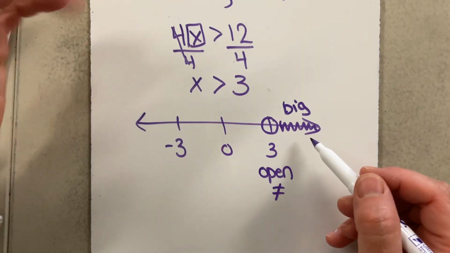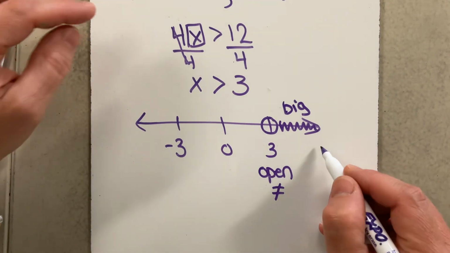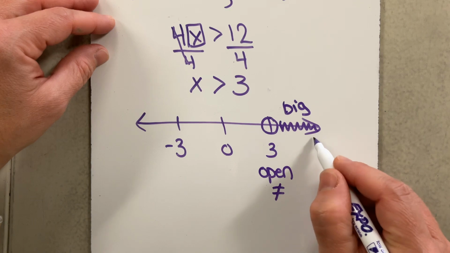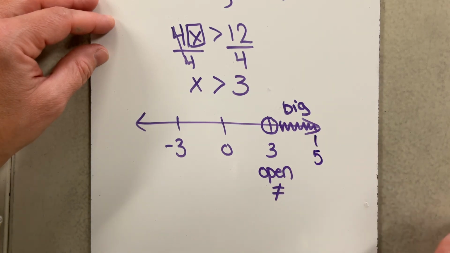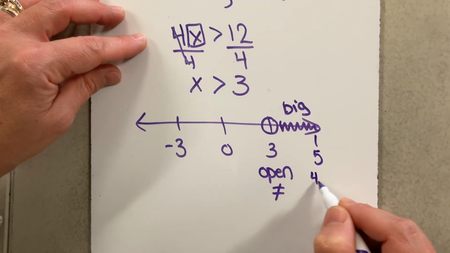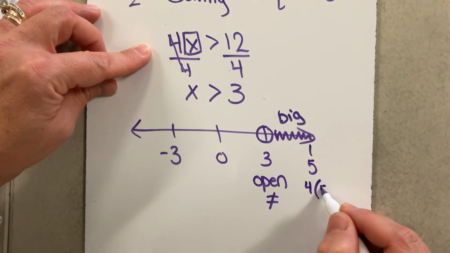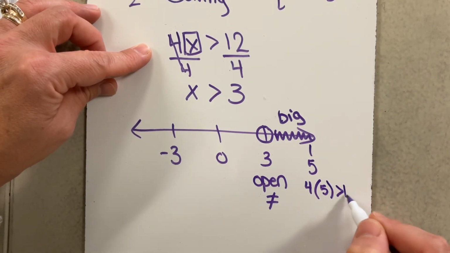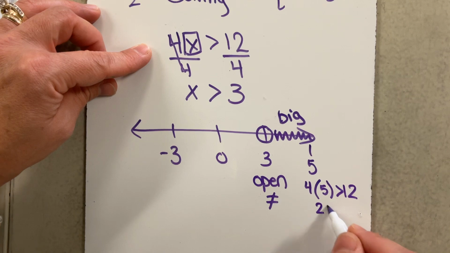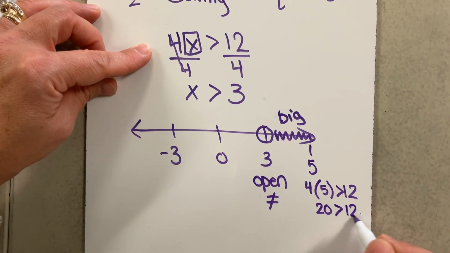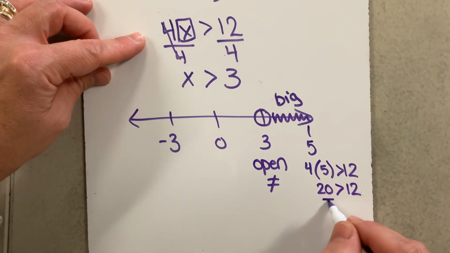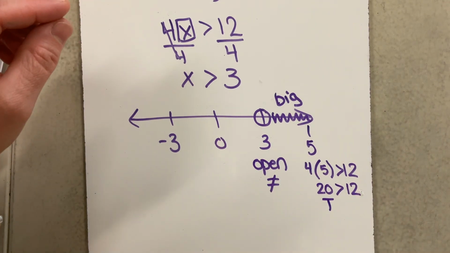Now, if I picked, let's say, 5, I want to know, is 5 a solution? So 4 times 5, is that greater than 12? Well, 4 times 5 is 20, and 20 is greater than 12. So that is true. So we did color the correct direction.